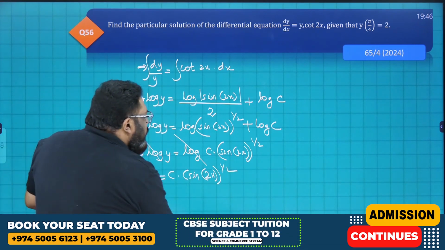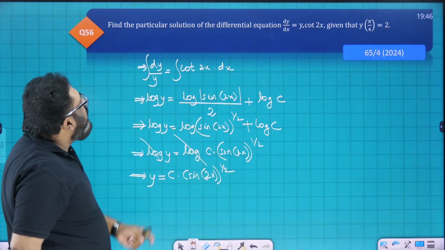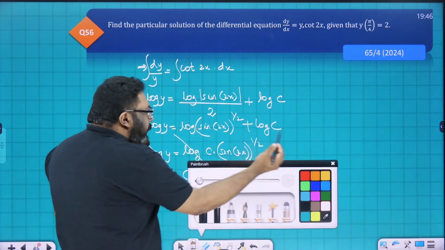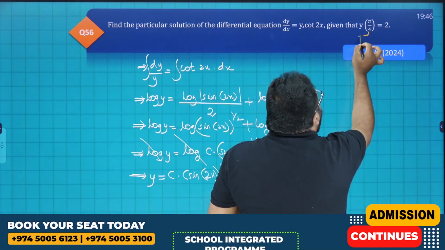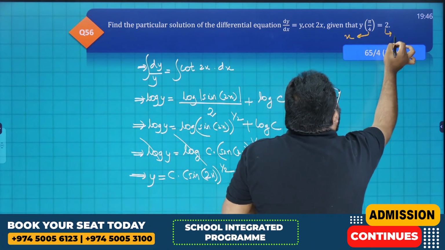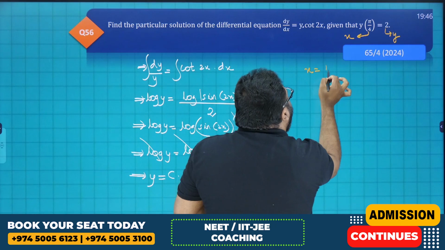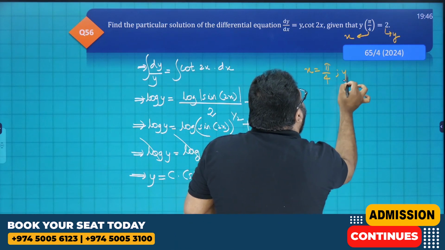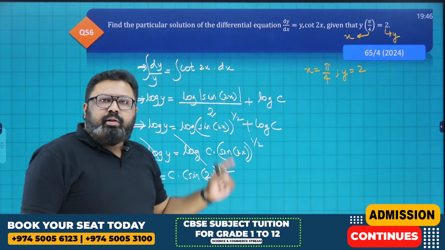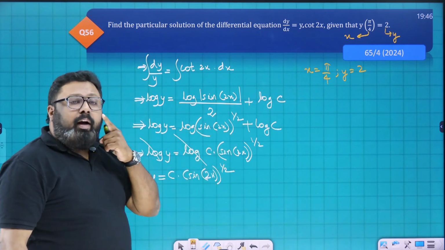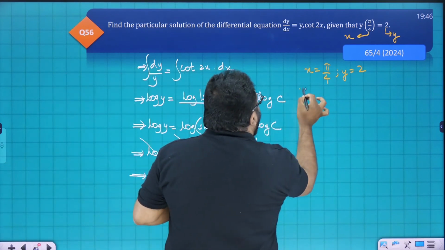So I am done with the general solution of the differential equation. They want the particular solution. Now they're giving you the values, so no issues. So x is given, y is given. So x is equal to pi by 4, y is equal to 2. Substitute x is pi by 4 and y is equal to 2.